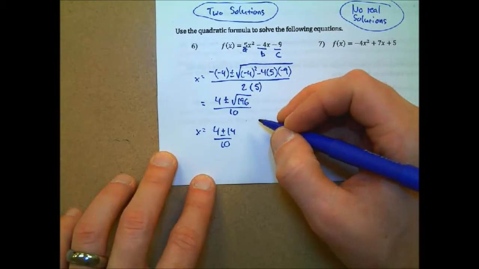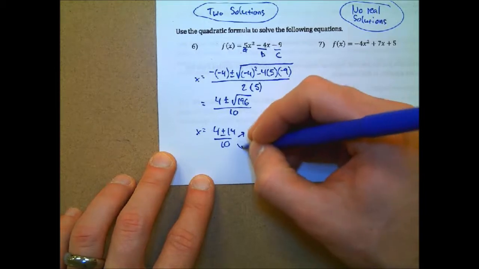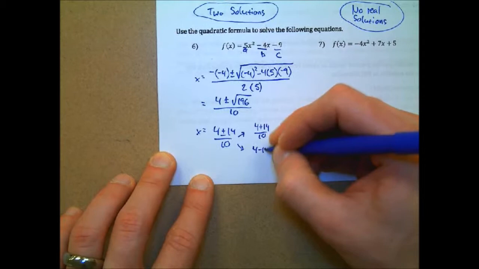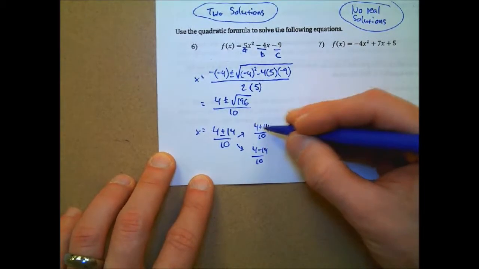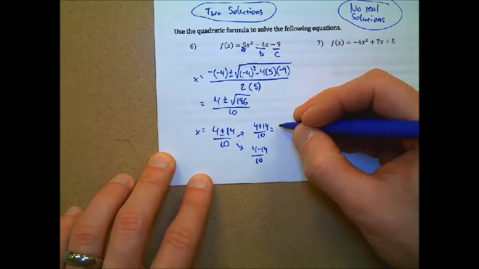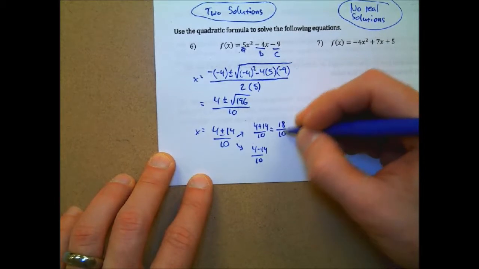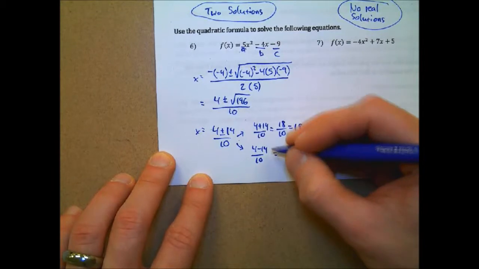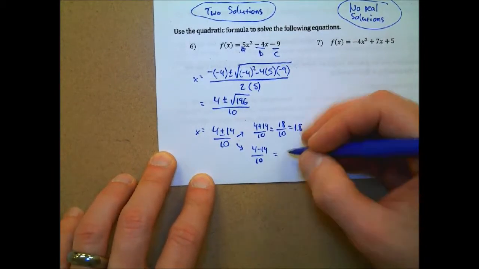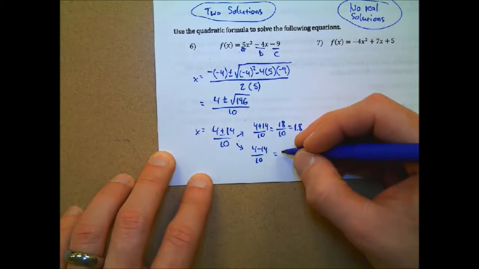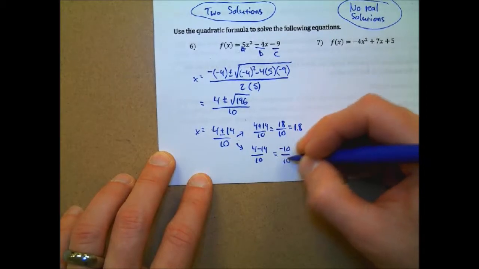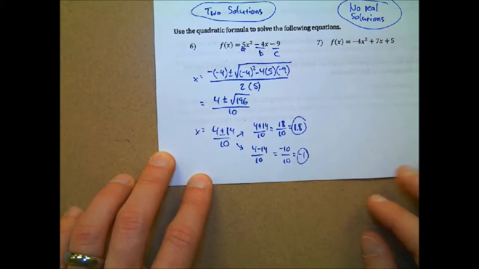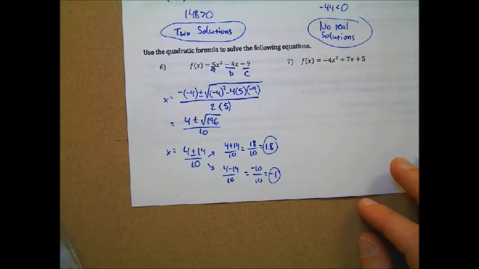Okay, and so I'm going to break this up into our two solutions here. So we get 4 plus 14 over 10, 4 minus 14 over 10. Okay, what's 4 plus 14? 18 over 10, and that'll simplify to 1.8. Okay, what's 4 minus 14? -10 over 10. What's -10 divided by 10? -1. And so there are our two solutions.